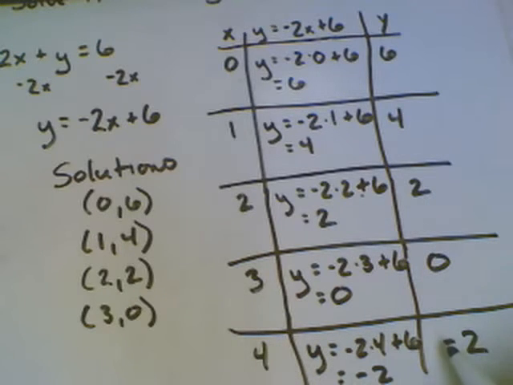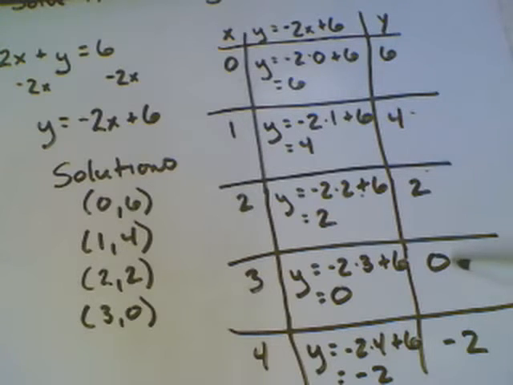So when x is 4, y is negative 2. Negative 2 is not a whole number, so this is not a solution if x and y are whole numbers. I can stop here as well because I know that if I plug 5 in or 6 in or 7, I'm going to continue to get negative numbers. This number is going to continue to get negative.